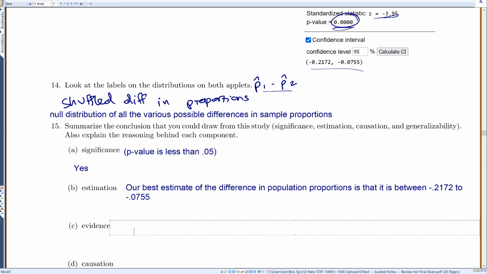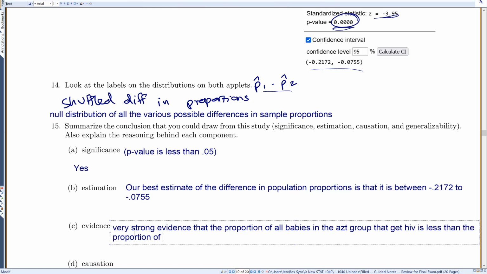Okay, what about evidence? Well, our p-value is very, very small. I think we could say that we have very strong evidence that, and now you repeat the alternative hypothesis, the proportion of all babies in the AZT group that get HIV is less than the proportion of all babies in the placebo group that get HIV.